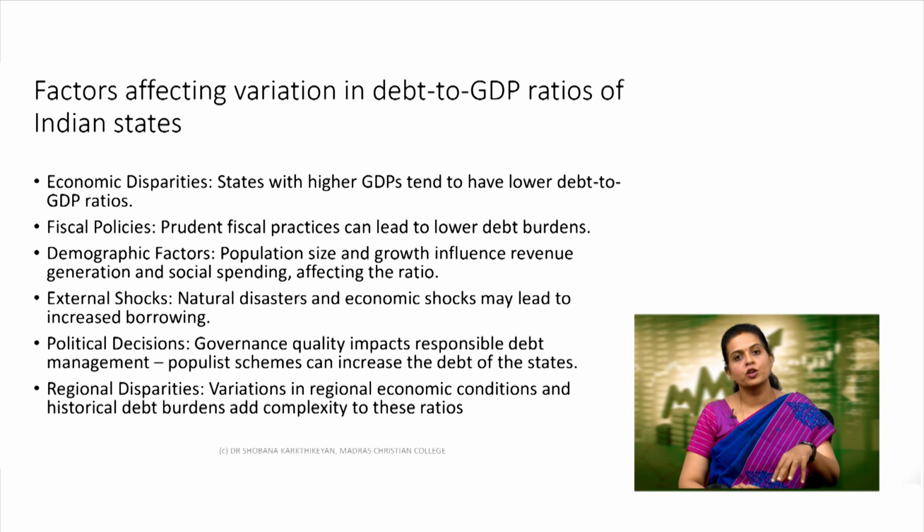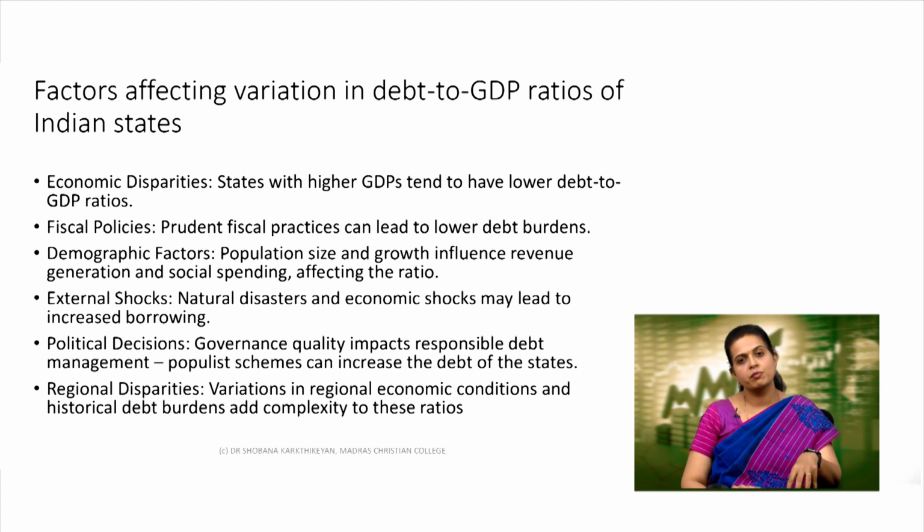The next one is about political decision. Governance quality impacts responsible debt management. Some states do tend to look at populist schemes in order to garner more votes in the elections. So naturally, there is going to be a huge dent on the exchequer in that case. So there is a greater need for them to take a greater debt also in the coming years.